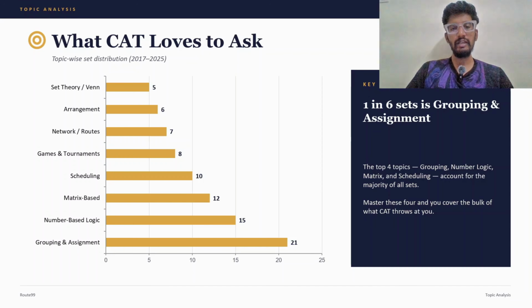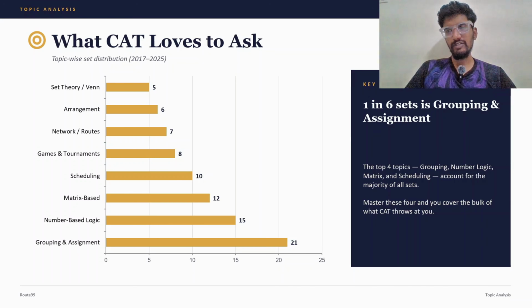You can check the numbers. They came almost 8 to 15 times. Together they make up the majority of sets. So what does that mean? If you are spending equal time on all DILR sets, you are preparing inefficiently, because CAT clearly has some favorite topics and your preparation should reflect that. Master these four topics, everything else comes later.